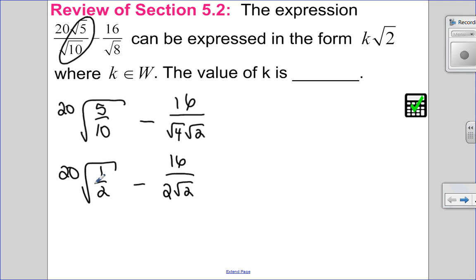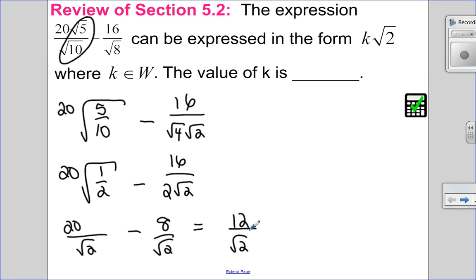Now let's simplify this by separating them into two different radicals again, as they started, minus, here 16 divided by 2 is 8 root 2. Now I can see that I have a common denominator of root 2. So 20 times root 1 is just 20, so I don't really need the root there. So now all I have to do is subtract. 20 take away 8 is 12.